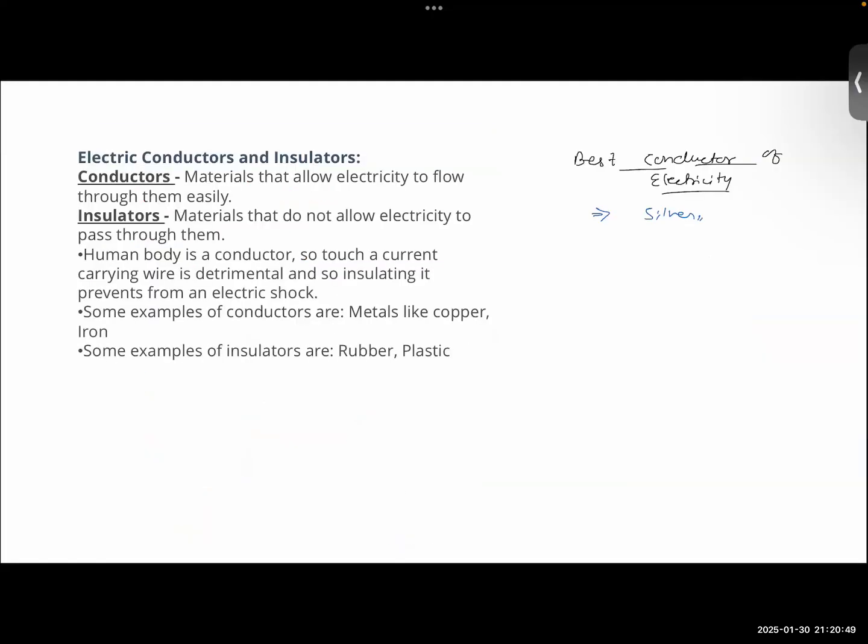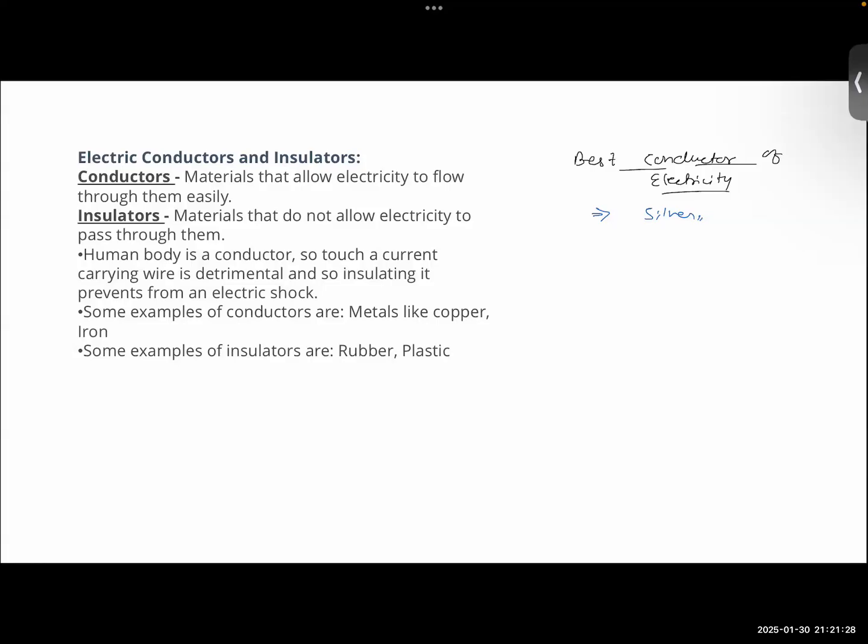Conductors and insulators: we have already learned that the materials that allow electrical current to pass through them are called conductors. So you have metals like copper, iron, silver, gold, etc. They are good conductors of electricity. But insulators are the materials that do not allow electricity to pass through them.